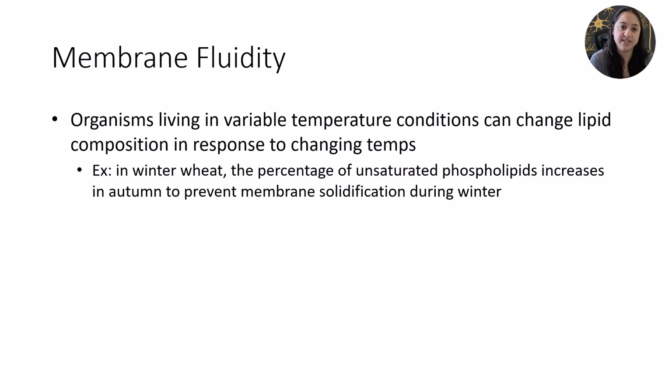Some organisms live in variable temperatures, in areas with different seasons where the temperature fluctuates a lot. Organisms living in variable temperature conditions can change lipid composition in response to those changing temperatures. For example, in winter wheat, the percentage of unsaturated phospholipids increases in autumn to prevent membrane solidification during winter. Biology is so cool.